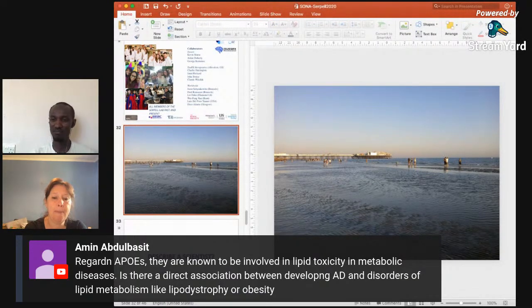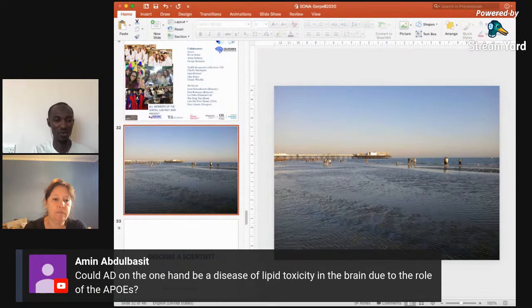All right. So we've got another question from the same person. Could AD on the one hand be a disease of lipid toxicity in the brain due to the role of ApoEs? Again, yes, I really don't know. Certainly, from my point of view, the evidence is very clear that there's a very important role for protein misfolding. Whether lipid interactions are important there, I don't know. Of course, lipids are absolutely essential in terms of the membranes of the cells and the organelles, so lipid composition is going to be really important. But I don't think that would necessarily be at the heart of it. I think at the heart of it is the protein misfolding.